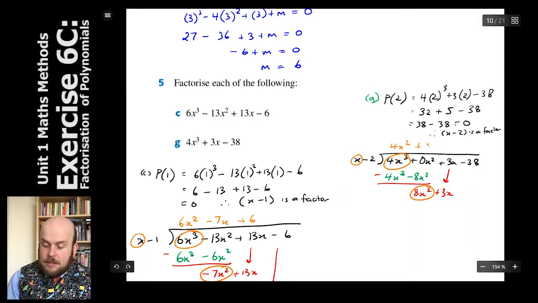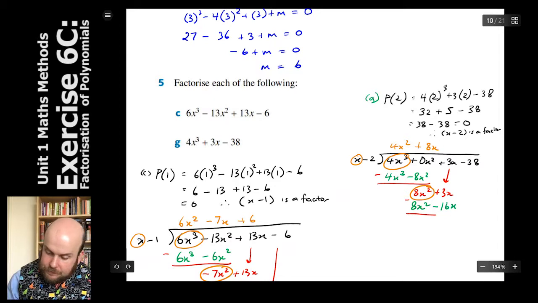8x squared divided by x is going to be 8x. And then we're going to multiply that. 8x times x is 8x squared. 8x times negative 2 is negative 16x. 8x squared, take away 8x squared is going to be 0. 3x minus negative 16x is going to be 19x minus 38.